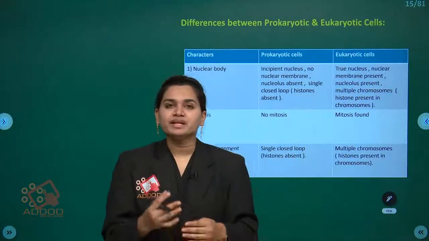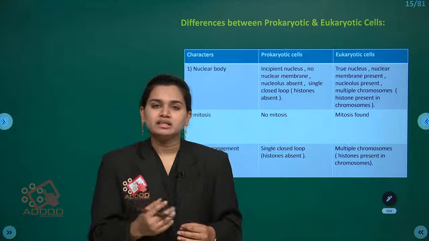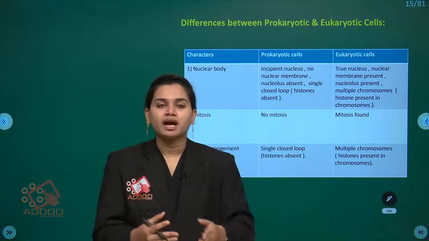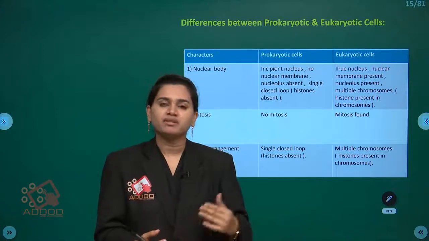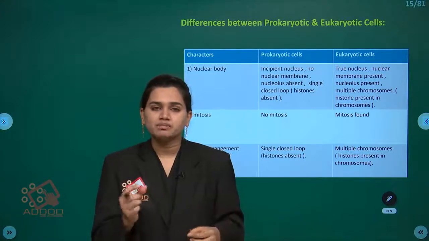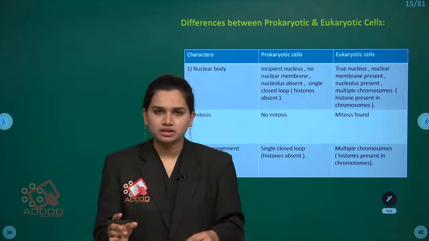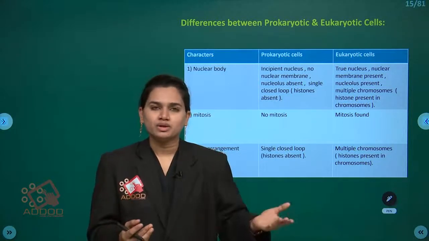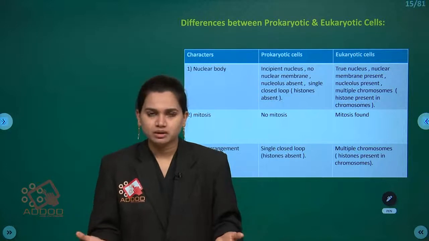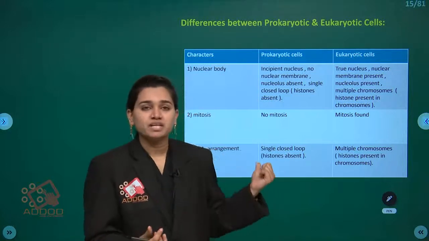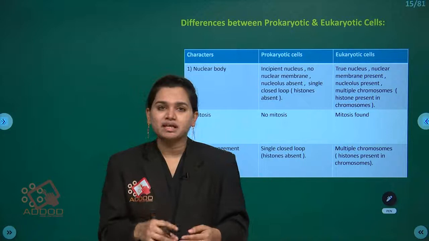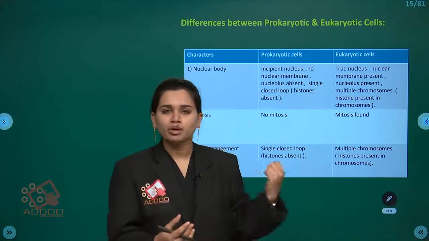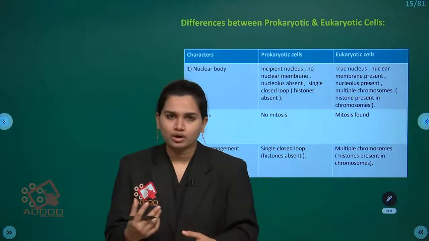Now, based upon the type of cell, the organisms are again divided into prokaryotic and eukaryotic organisms. The previous classification that we have seen was based upon the number of cells present in the organisms. So based on the number, we have classified them into unicellular organisms and multicellular organisms. But based upon the components present inside the cell, the organisms are again divided into prokaryotic and eukaryotic organisms.